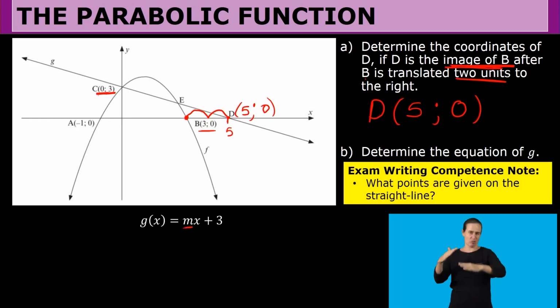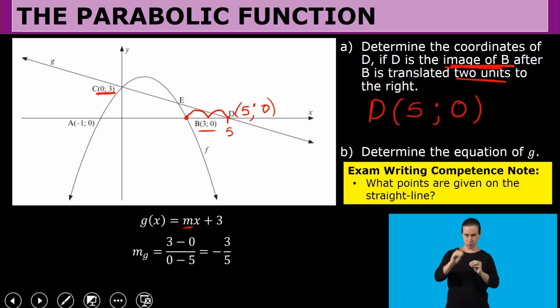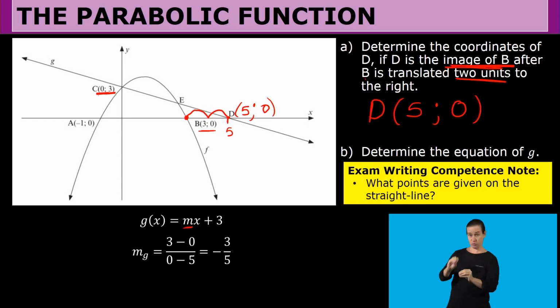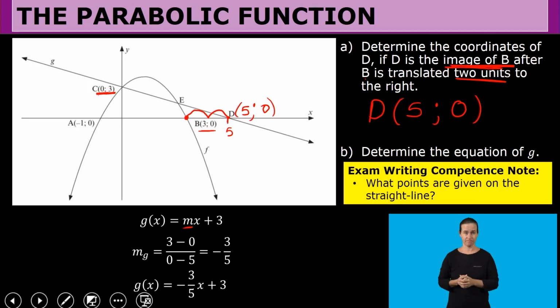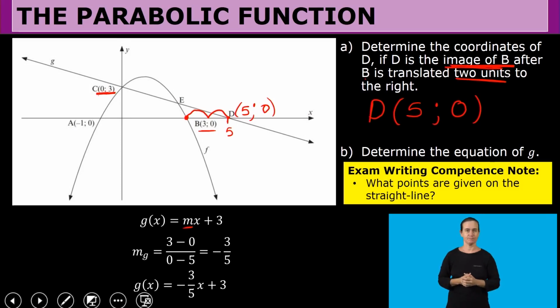So how can we find the gradient? Well, since we have another point on our straight line, we can either calculate the gradient or we can substitute the value of x and y. So as we can see there, we have calculated our gradient using those 2 given points. And since we have our gradient as negative 3/5, and our value of c is a positive 3, we substitute it into our formula, and that is the formula for G.